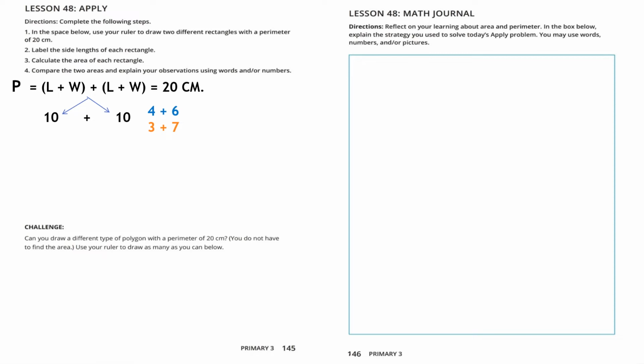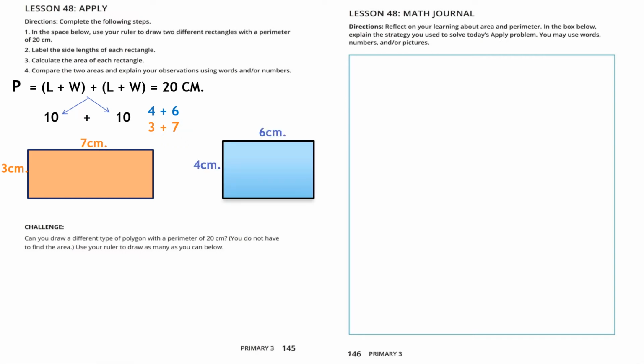The width here is 3 and the length here is 7. Let's draw the next one, 4 plus 6. So the length is 6 and the width is 4. Now let's find the area of each one. The area of a rectangle, we said before, equals length times width. So it will be 7 times 3 or 3 times 7 equals 21 square centimeters.